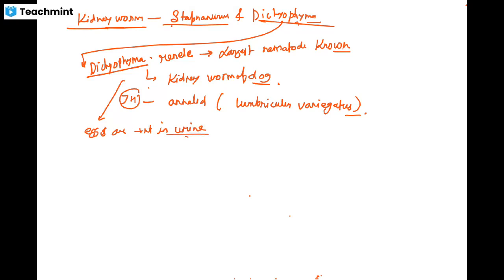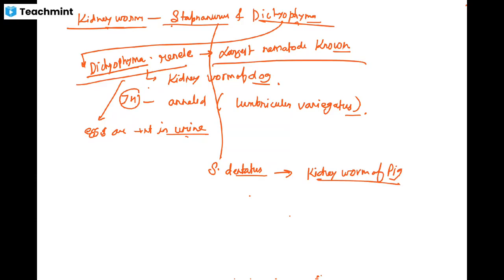In Stephanurus, there is one species, Stephanurus dentatus, which is the kidney worm of pig. So Dioctophyma renale is the largest known nematode and it is a kidney worm, and Stephanurus dentatus is the kidney worm of pig. Here the earthworm is the paratenic host.